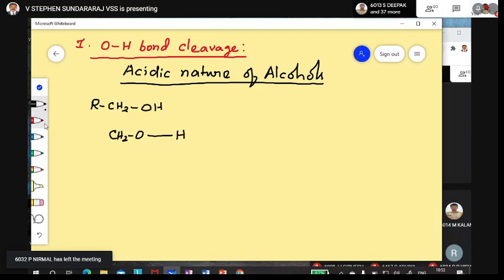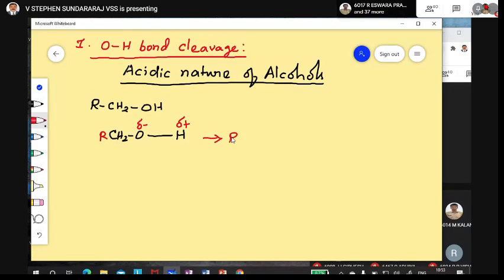Okay, so all of you know that this is highly polar, delta minus, delta plus. So whenever it breaks, we get R-CH2-O minus plus H plus. This is only donating a proton. Okay, so it is producing a proton, therefore it is an acid. It is actually a very weak acid, in some books almost very close to neutral.